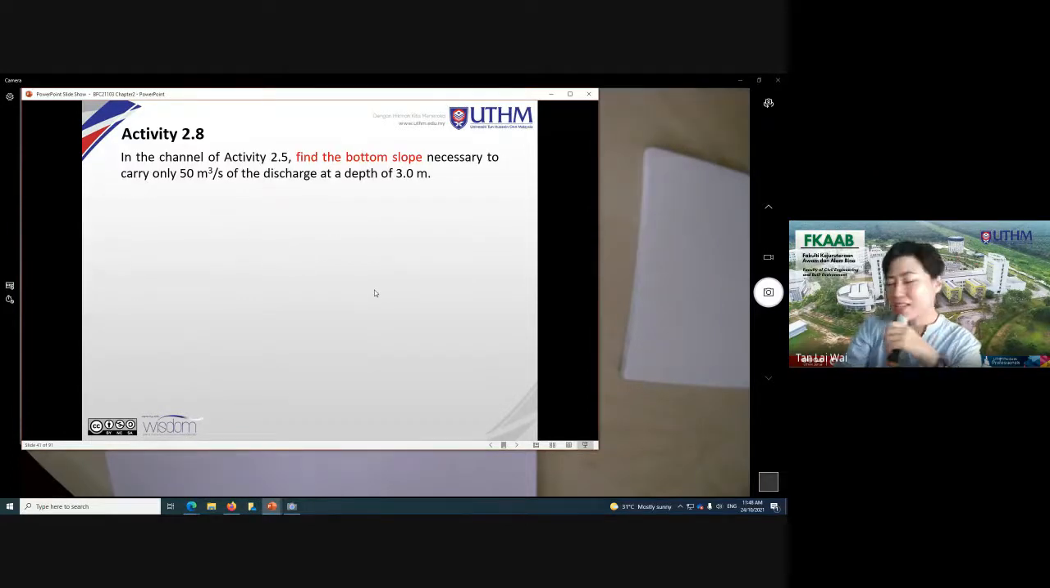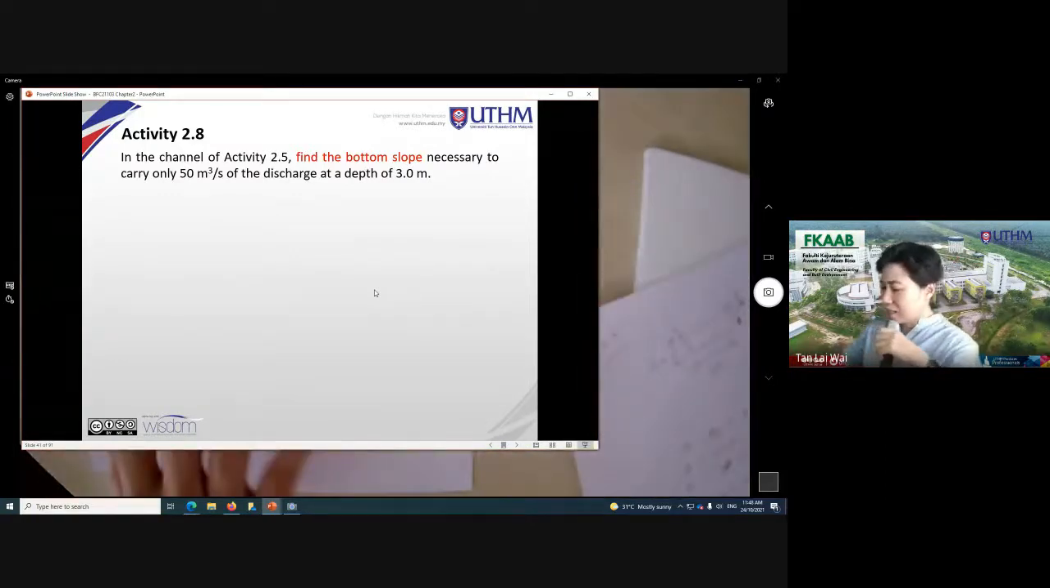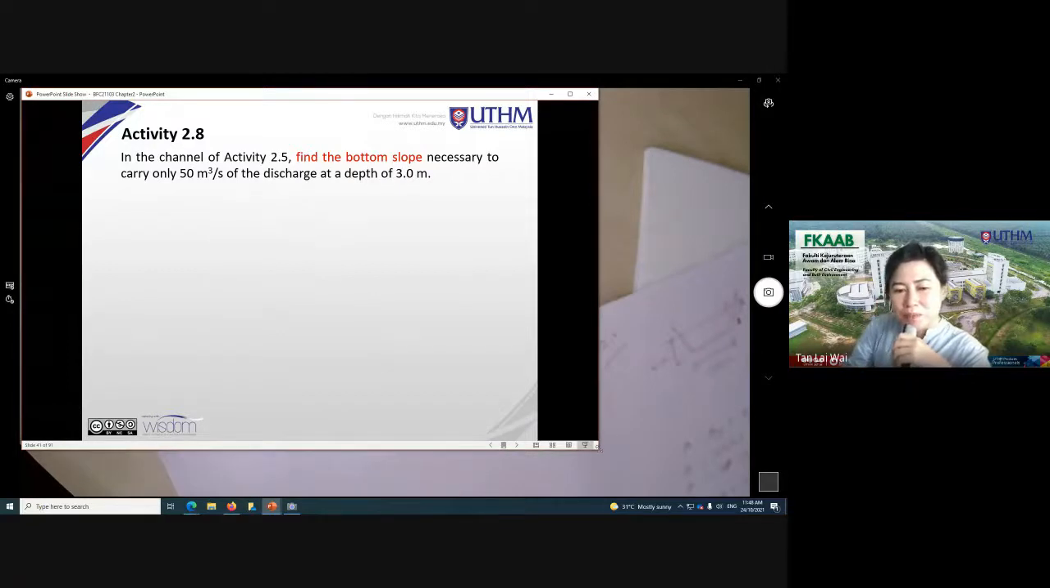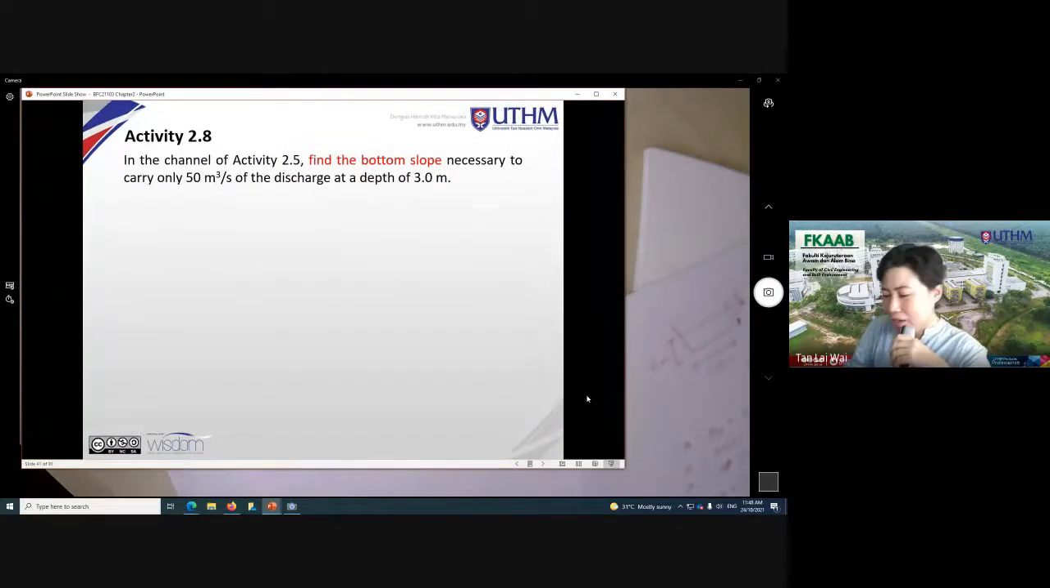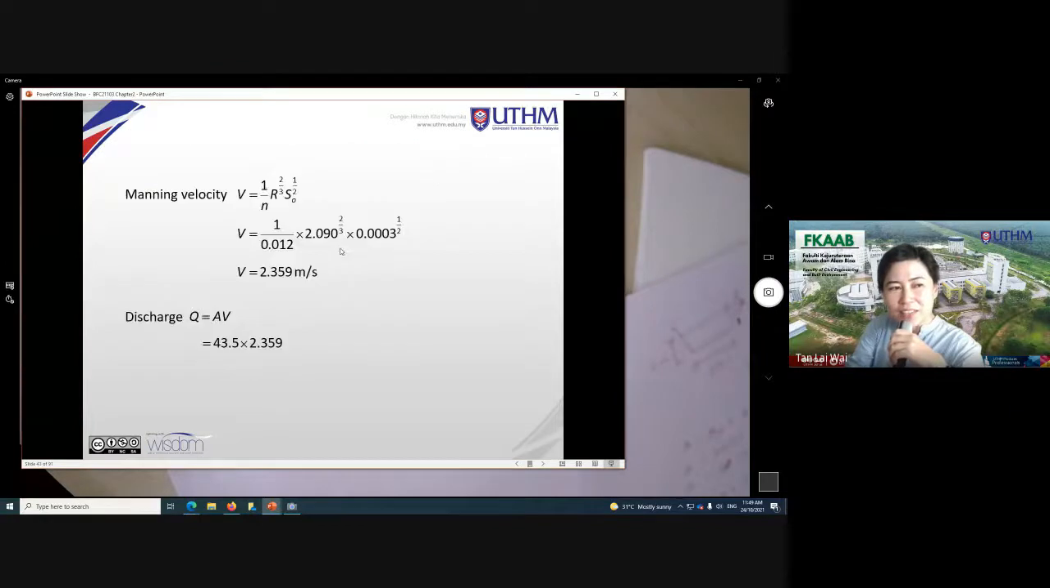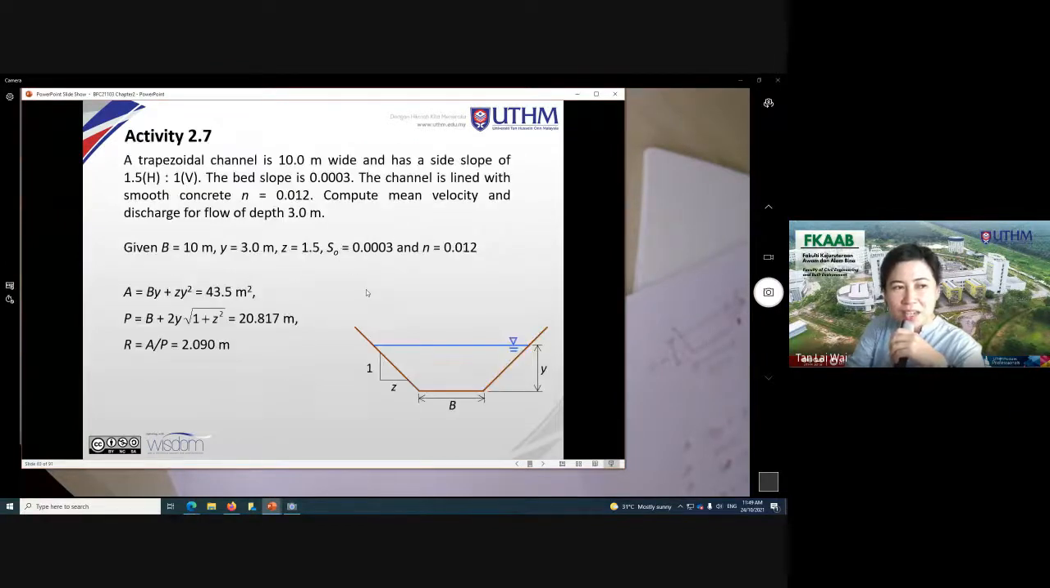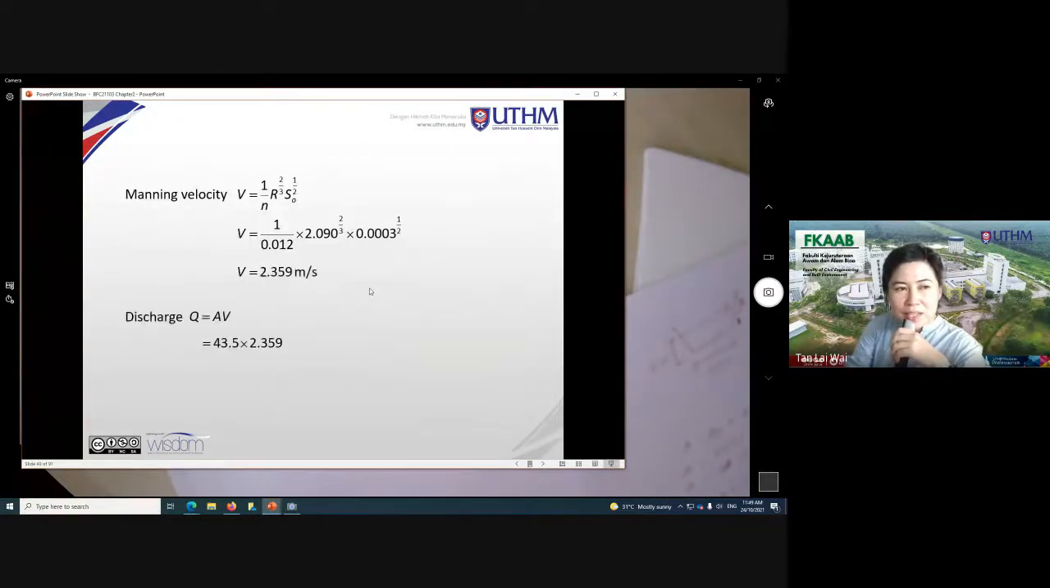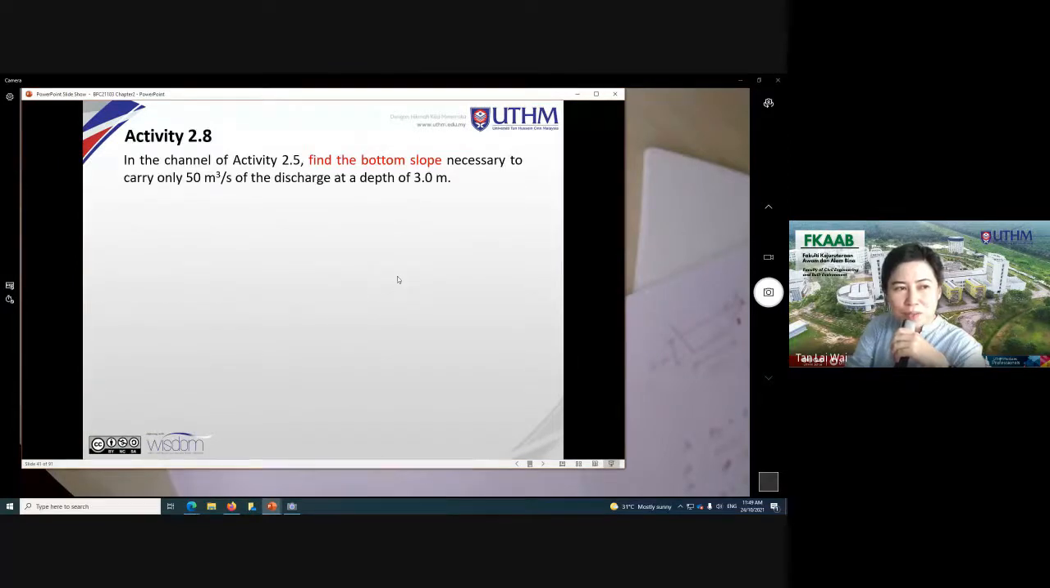Now let's try this activity. This is slightly different, where you have to determine the bottom slope. Let's use activity 2.7, the earlier activity, which is this one here. So let's see what the question is. Find the bottom slope.